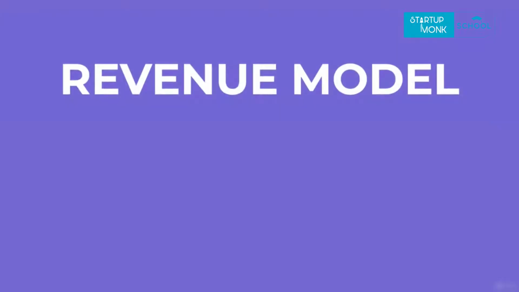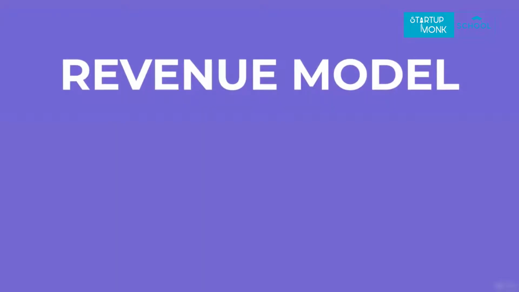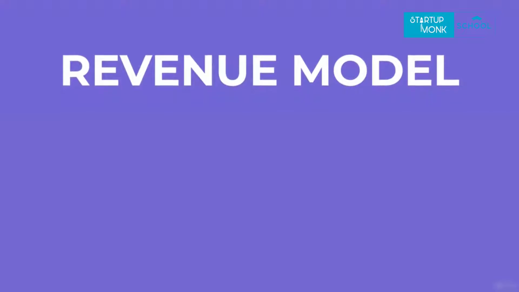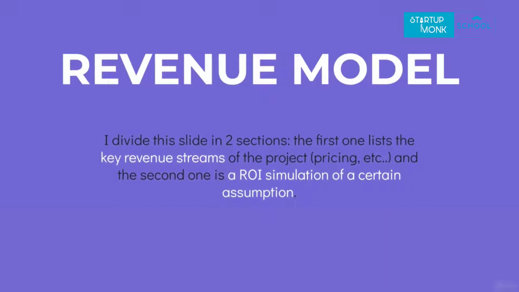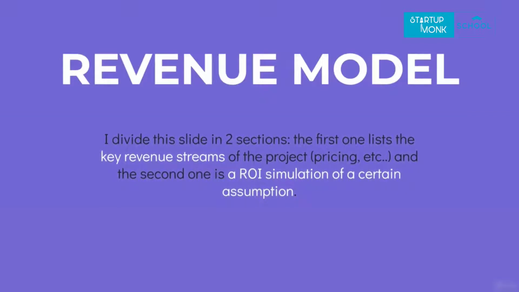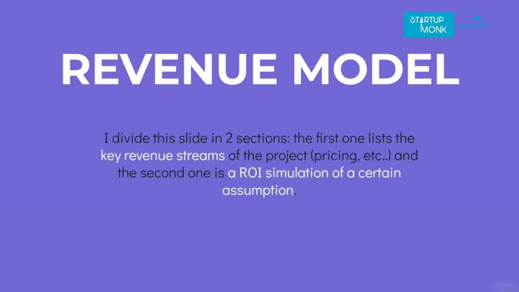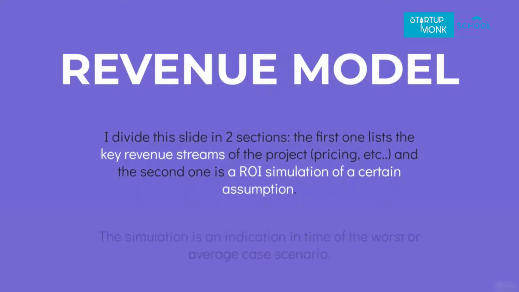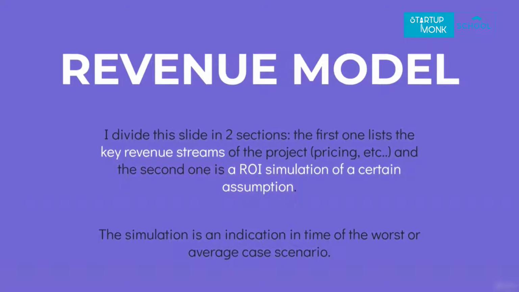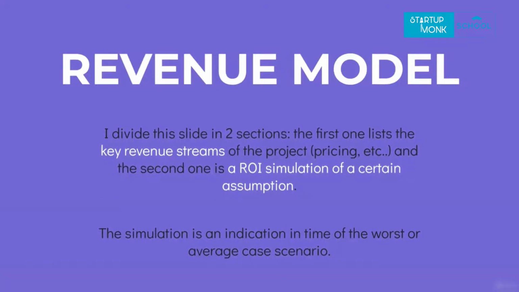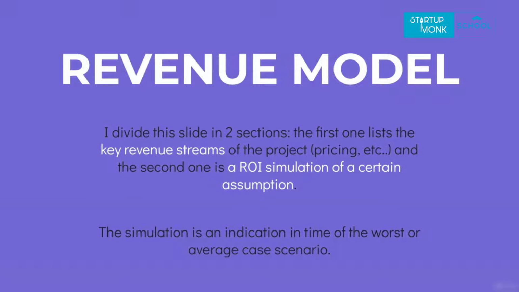The first slide of this section is for the revenue model, how your solution or project makes money. There are plenty of revenue models out there, and in this video I want to show you how I lay out my revenue models. What I do to make the revenue model crystal clear is to divide this slide into two parts. One shows all the revenue streams that my project has, and the other one is an ROI simulation of a certain assumption. ROI, of course, stands for Return on Investment.